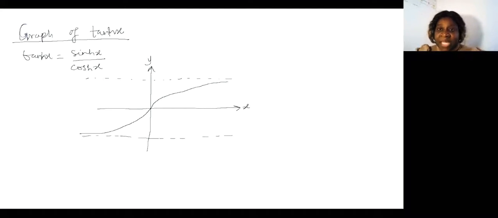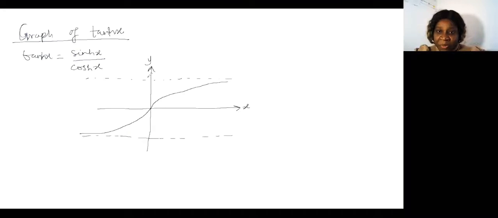Okay, so you can see that one. Okay, the asymptotes. The asymptotes would be at x is equal to 1. Yeah, so you have here 1 and -1. Okay, so that's it for that.